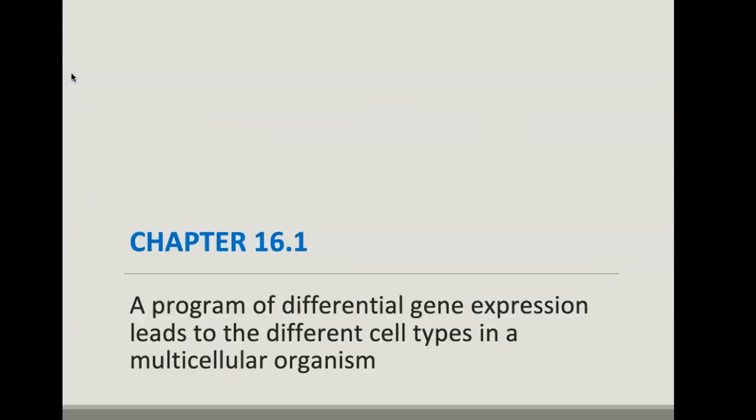16.1 goes over a system of differential gene expression, which will lead to different cell types in a multicellular organism. So when we think about embryonic development, you have fertilization. So egg and sperm come together, or the sperm fertilizes the egg, and at that point, the zygote is made of two cells. And then it will divide and divide and divide and ultimately become a very different multicellular organism.